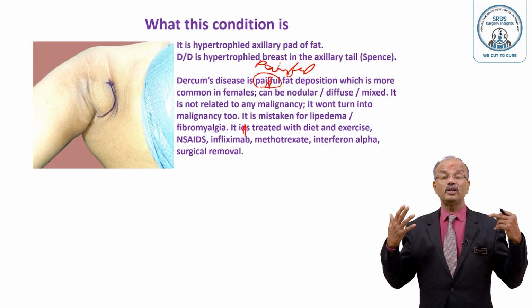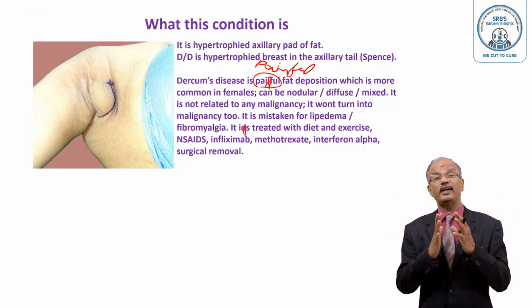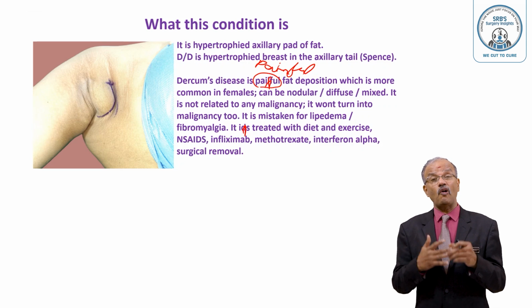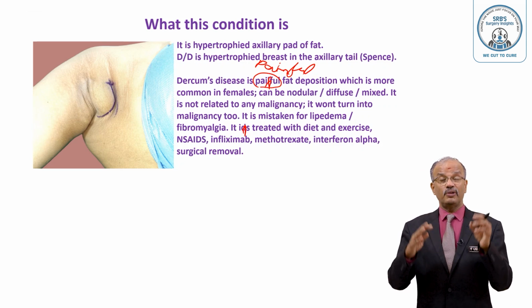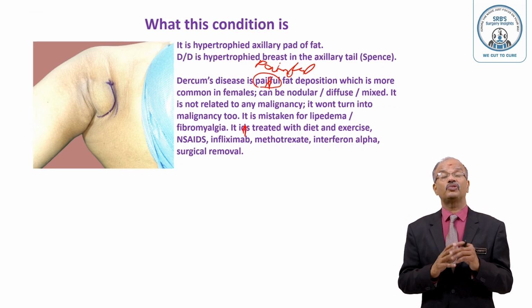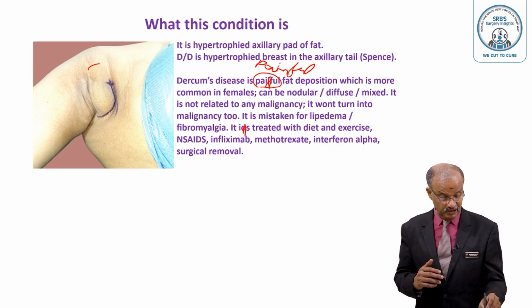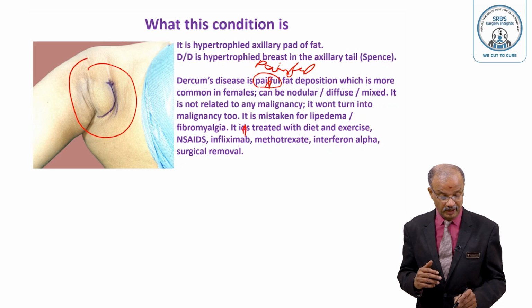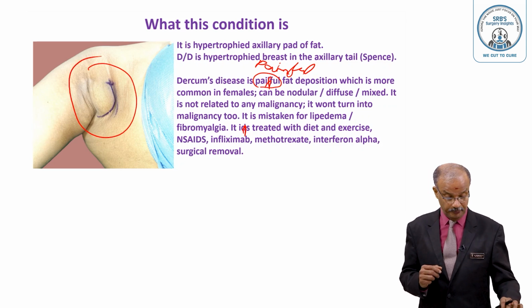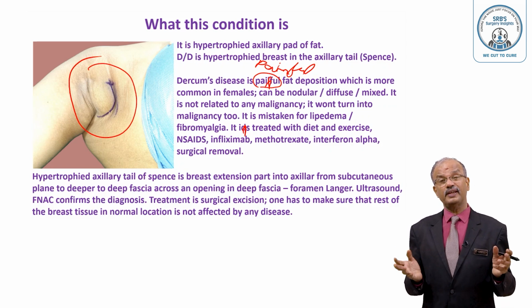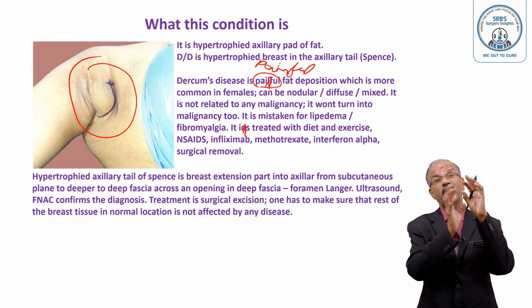Now this one, hypertrophied axillary fat, is removed when cosmetically required or when it is painful. Often it's bilateral, and it's done under GA. You excise it and close the skin with fine sutures. Cosmetic acceptance is good because the skin is lax there. So that is this condition, hypertrophied axillary pad of fat. Hypertrophied axillary tail of Spence is again the same, because I already told you it comes through the foramen of Langer.